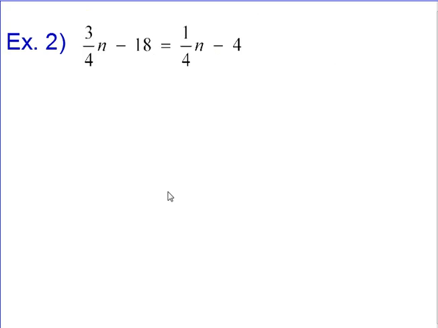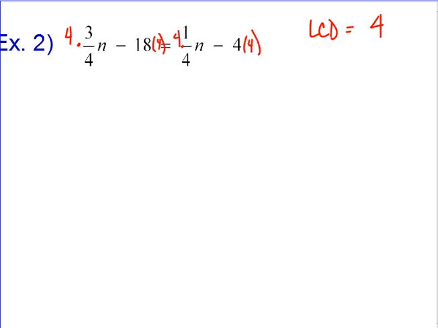Let's go again here. We have 3/4 n minus 18 equals 1/4 n minus 4. We want to find that least common denominator. When we look at it, the only denominator we have is 4. So 4 is what it's going to be. We're going to multiply every term times 4. Multiply this one times 4 and this times 4.